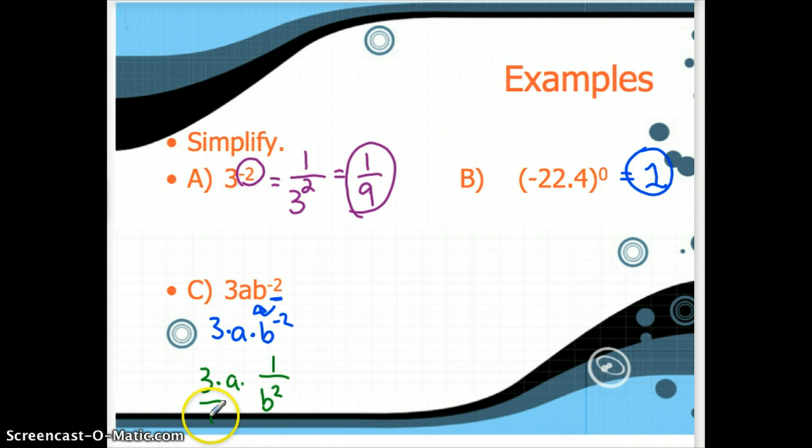If you want to, you can put these first numbers over 1. So we've got 3 times a times 1. We have 3a on the top. 1 times b squared, that's b squared on the bottom. And we're done. The reason why we couldn't keep this first as our answer is because there was a negative exponent, and our rule says that when we're simplifying, we may not have a negative exponent in our final answer. So 3a over b squared is how we would simplify that fully.